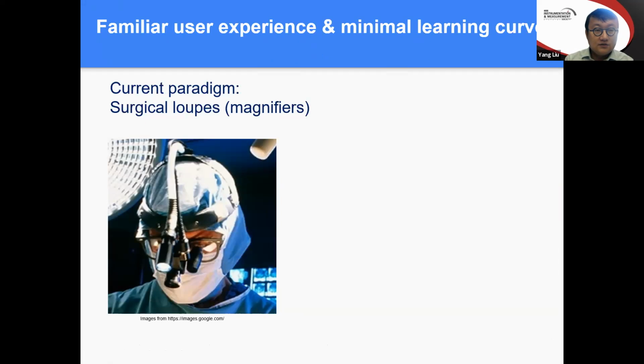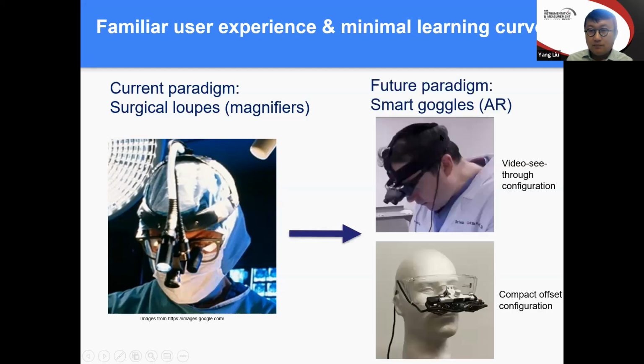To summarize, for the Smart Goggle project, we want to recreate a familiar user experience and minimize the learning curve. So instead of using simple magnifiers, the so-called surgical loupe, we want to equip the surgeon with the capability to visualize functional imaging information in real time.